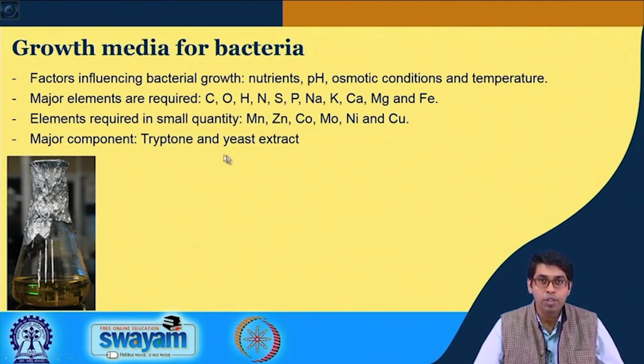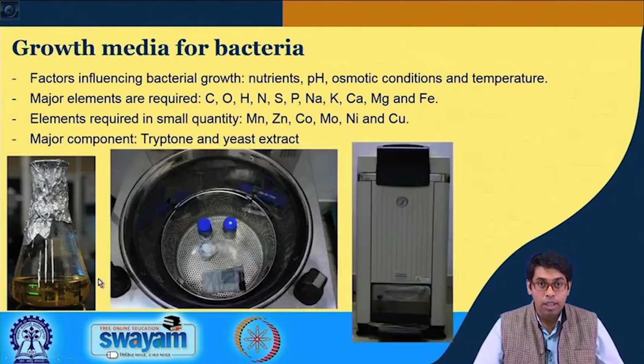So, when you have all these elements, you can mix them in water, and what we typically do is we take this mixture and put it into an instrument called an autoclave. It is basically a pressure cooker where you put your media at a pressure of 100 kilopascal and a temperature of 121 degrees centigrade.